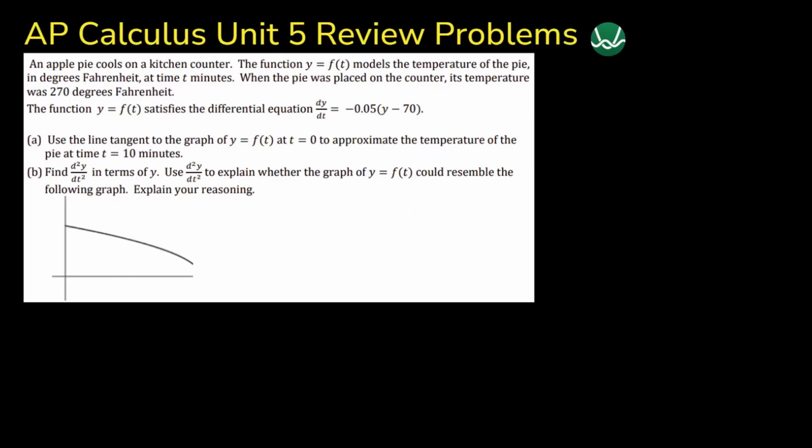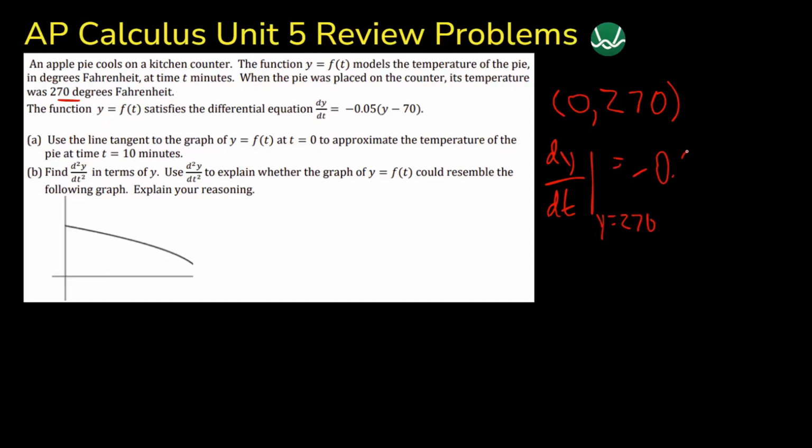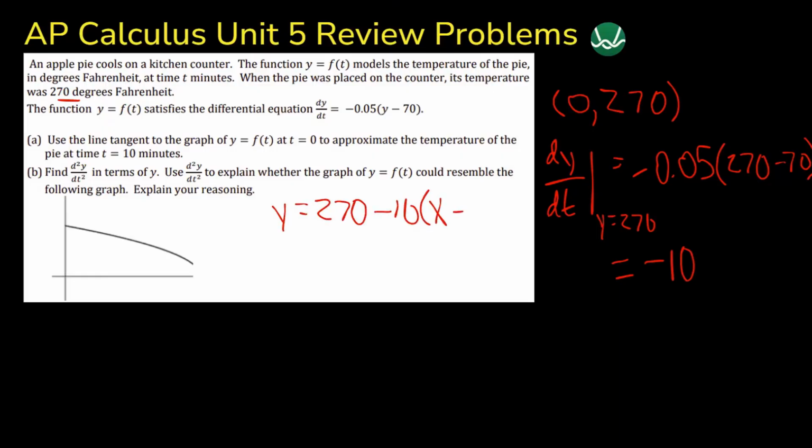So here's what we know. When the pie was placed on the counter, its temperature was 270 degrees. That implies the point (0, 270). Then we need the derivative evaluated at that point. And that's going to come out to -10. That is the slope or the rate of change. So now we can write the equation of the tangent line and then use that to approximate the value of the function at 10 minutes.